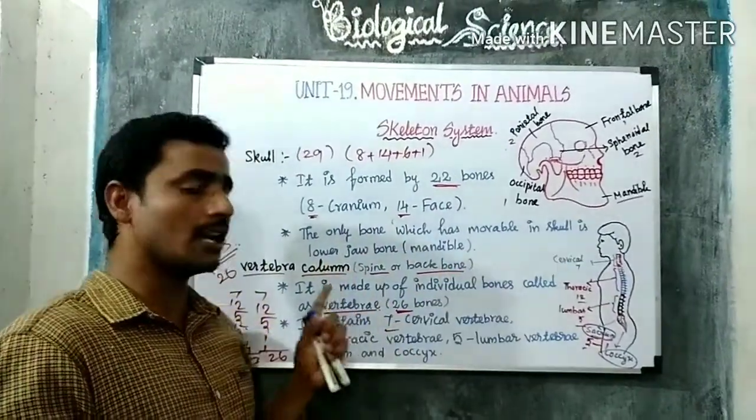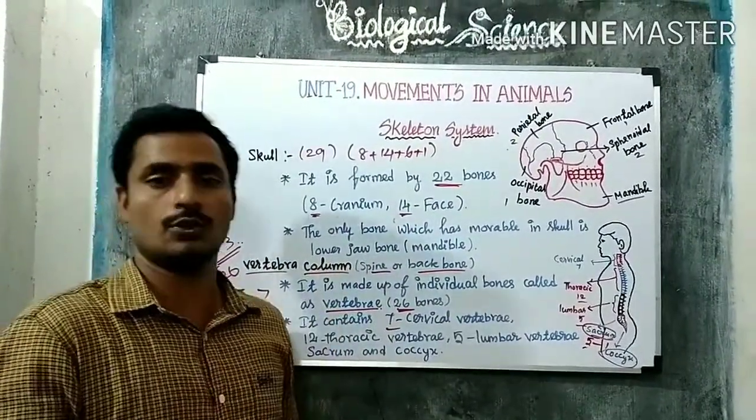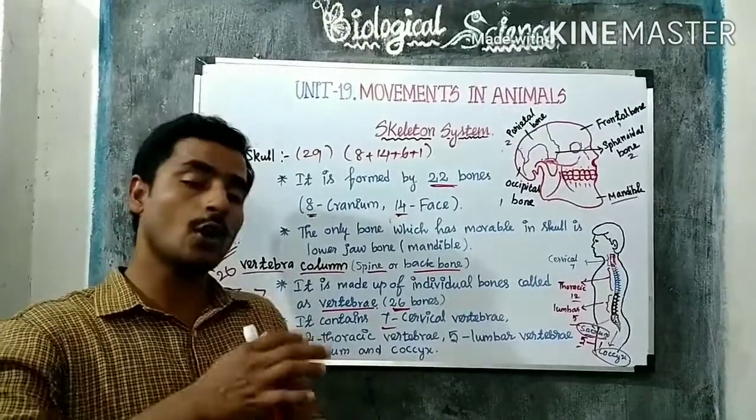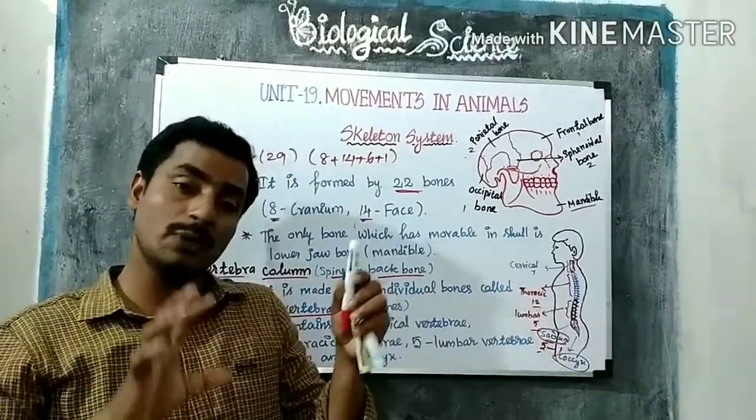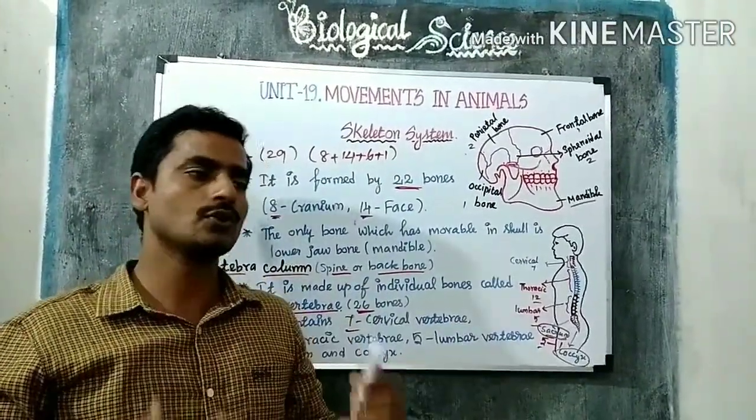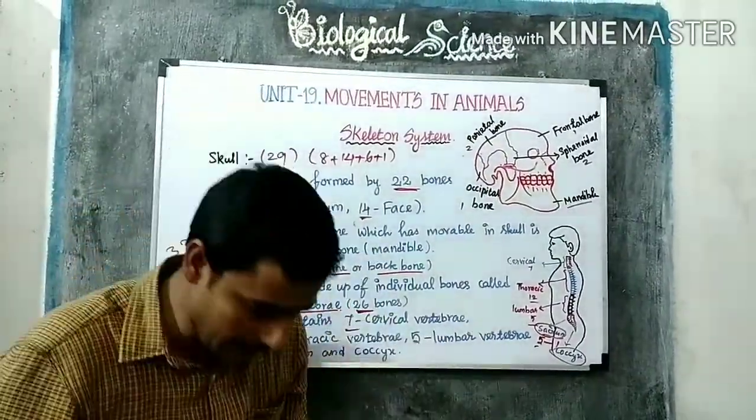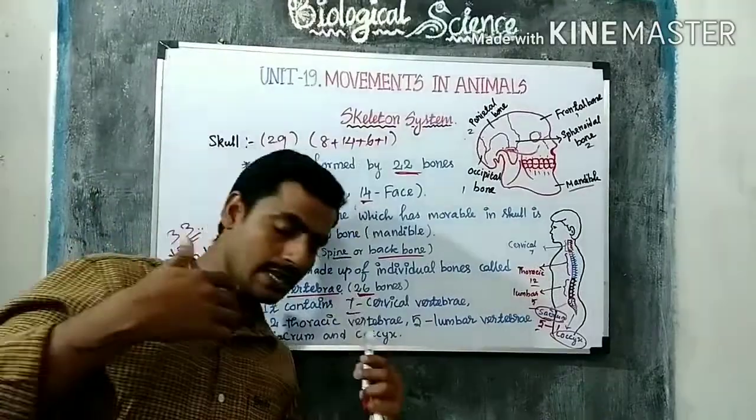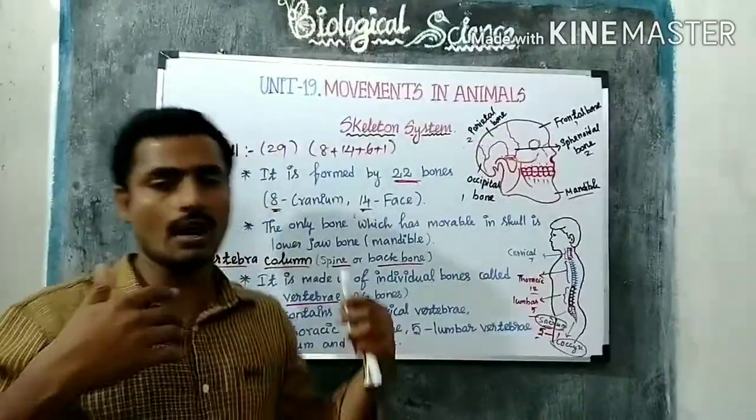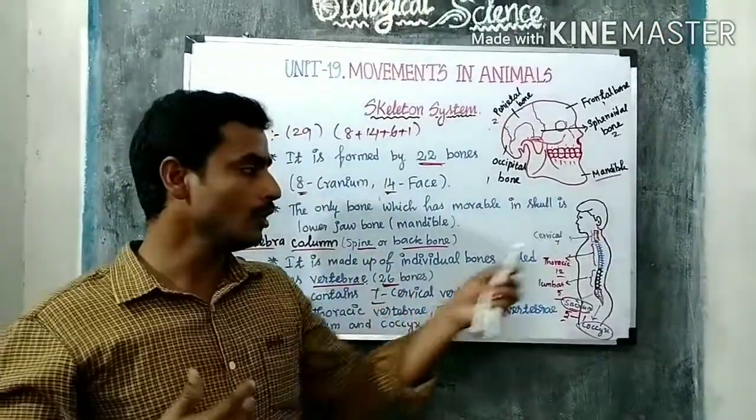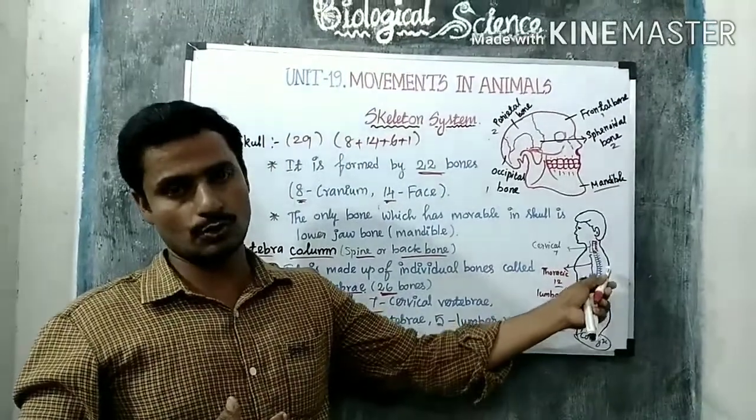The function of the vertebral column is to protect the spinal cord and hold our skull. The vertebral column is flexible, so we can bend forward and backward, and also sideways, due to the flexible vertebral column.